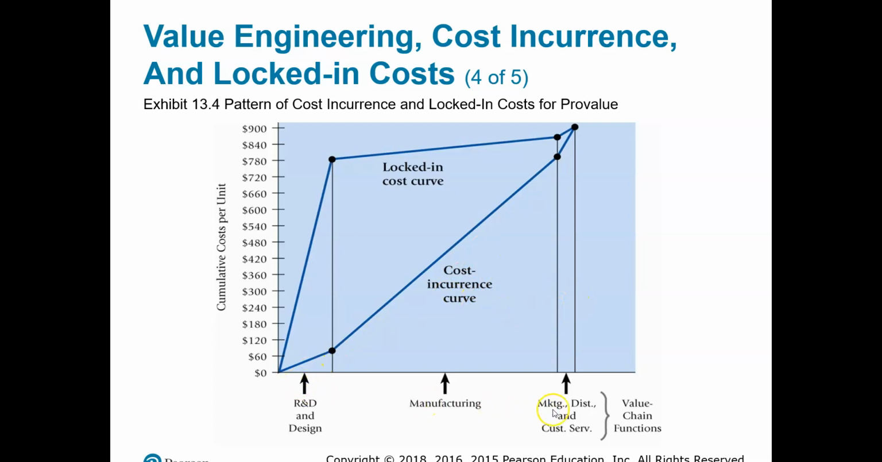And as you see that across the value chain here, the costs are high, but these costs can be really low. And then as we go through the manufacturing process, as we go across the value chain here, we're going to see our total costs eventually come up and meet with our locked-in costs.